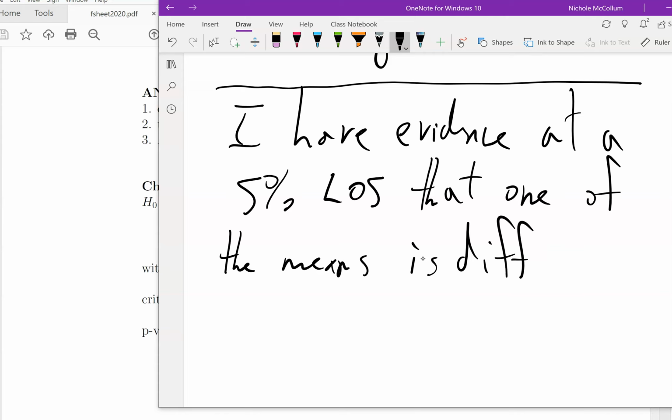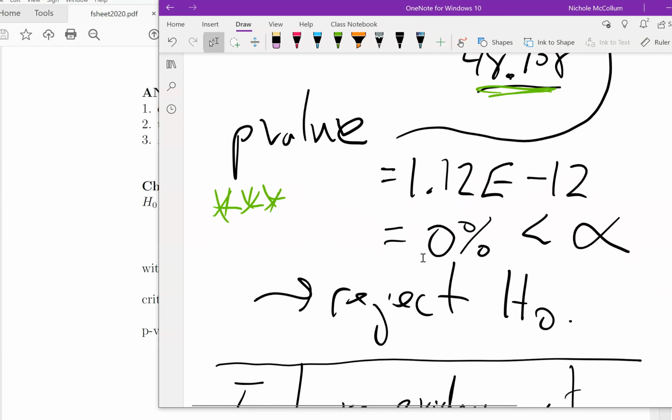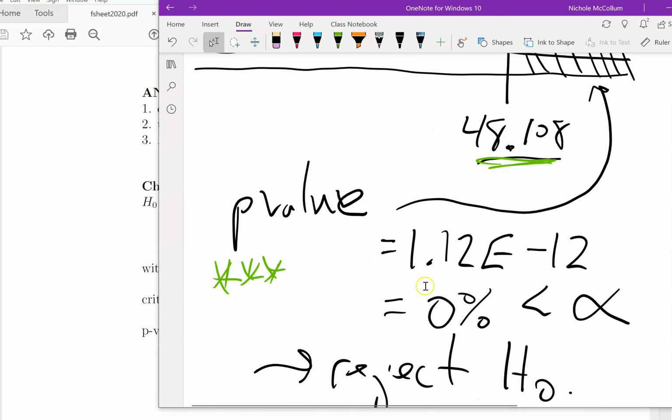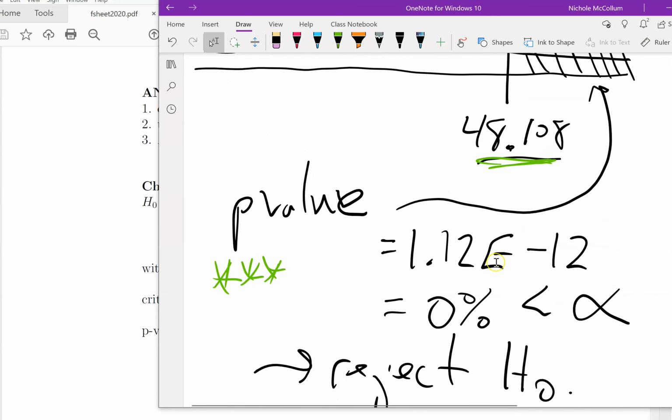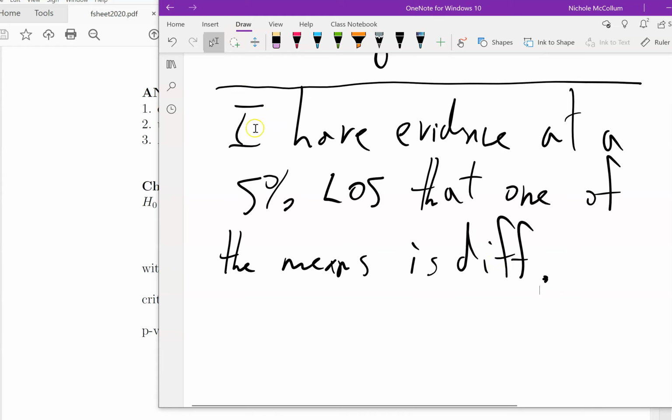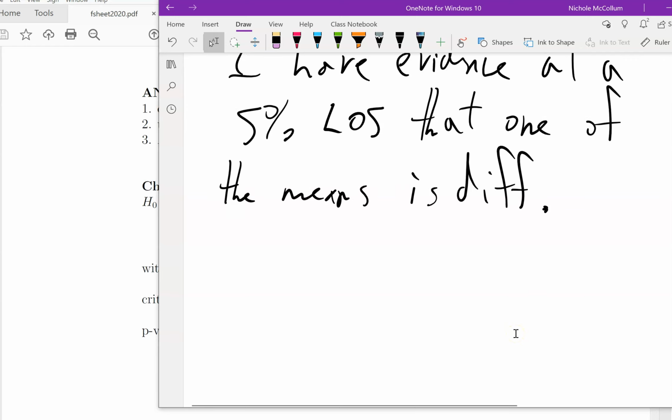That's all I have. I don't have any more. I can't tell you which one is different. I just know one of them is different, okay? I have evidence at a 5% level of significance that one of the means is different. And I would report all the information up here: the p-value, and that the F statistic is in the critical region. You report that information in your summary. I have evidence, and this is why I have evidence. My p-value is less than alpha. My F statistic is in the critical region. Those are both supporting your evidence.